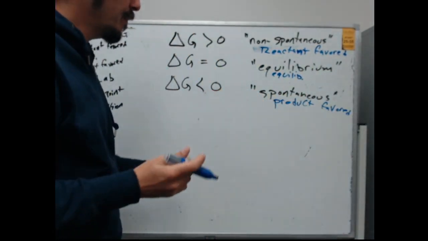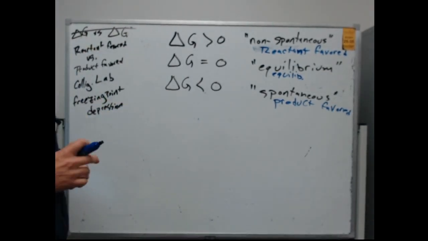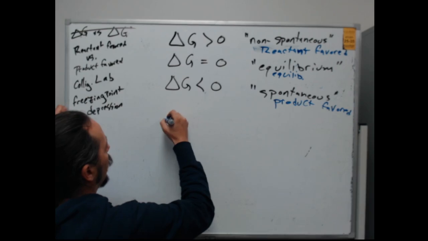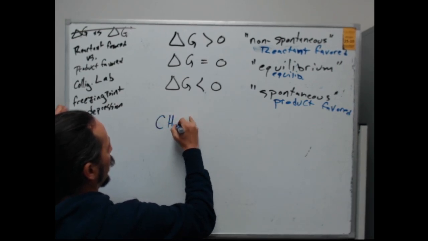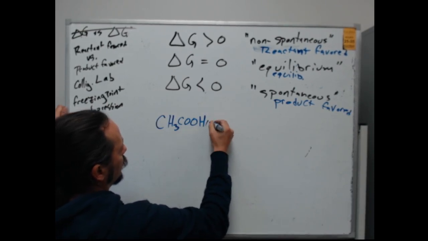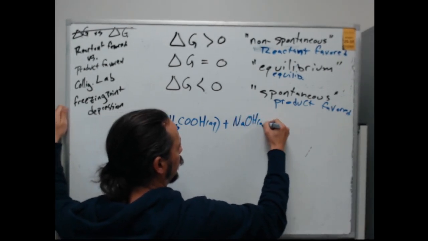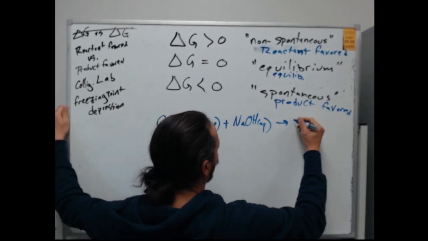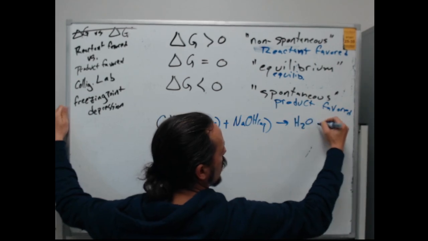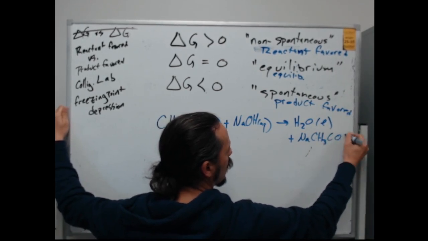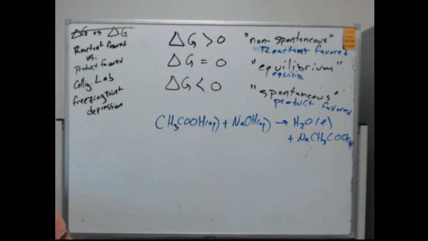And we can think about it a little bit better if we look at an actual chemical reaction. So I'm going to go ahead and just pick one. Let's say we've got, I didn't give myself enough space, but that's going to make sodium acetate aqueous. Right, so this is an acid-base reaction. And this acid-base reaction is going to be product favored.